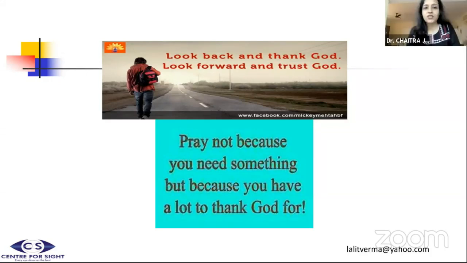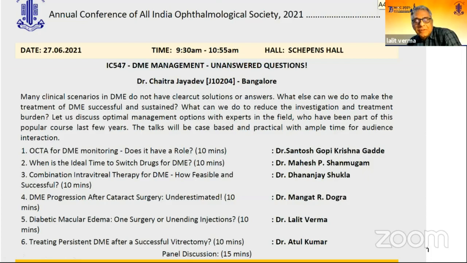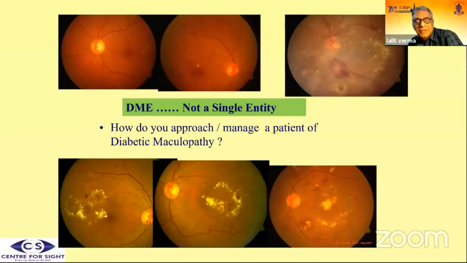Great. Thank you, sir. Next talk is by Dr. Lalit Verma. He'll be talking to us on whether we should stop the unending injections and just go ahead with that one surgery that is probably a one-stop solution. Over to you, sir. Thanks for being part of this. Thank you, Chitra. Wonderful talk, Mangat, as usual. So thanks, Chitra, for having me in this lovely symposium. A lot of good messages are coming out from this.